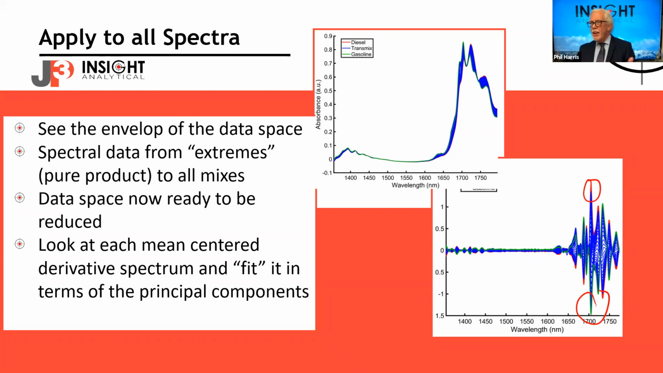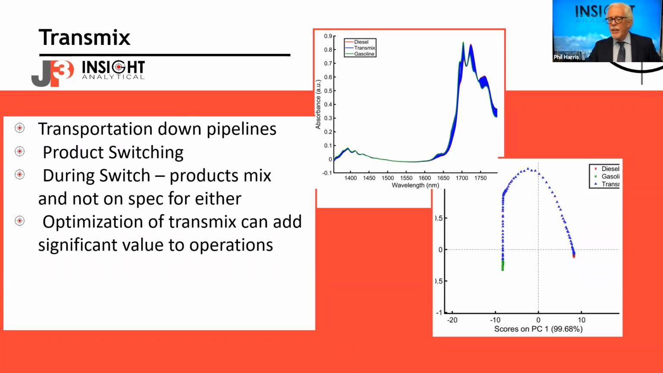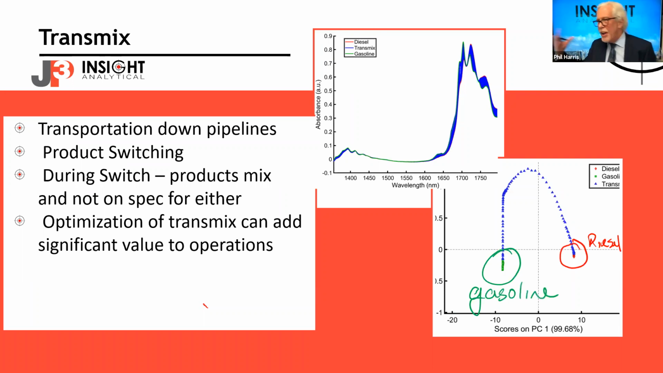If we were actually running this on a pipeline, this is what we would see. Down here, there is a projection that corresponds to diesel. Down here, there's a projection that corresponds to gasoline. This is how much of that principal component, how much of that shape, was in the spectrum. And in between there's all this blue stuff. That's the stuff that's not properly either product.